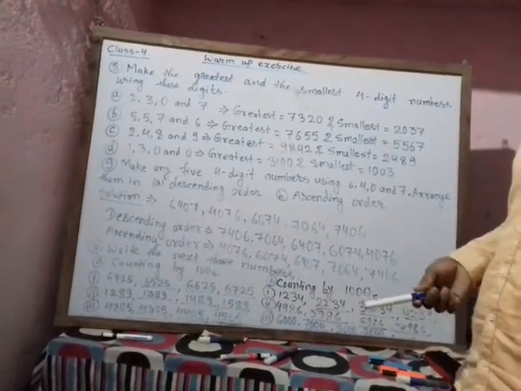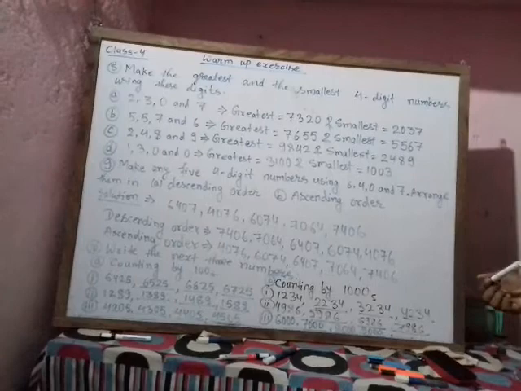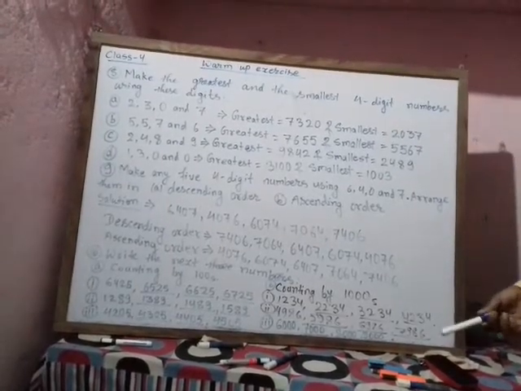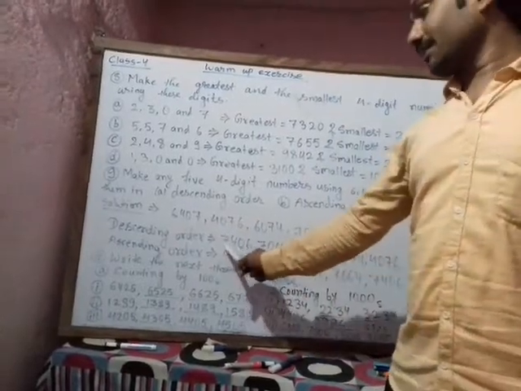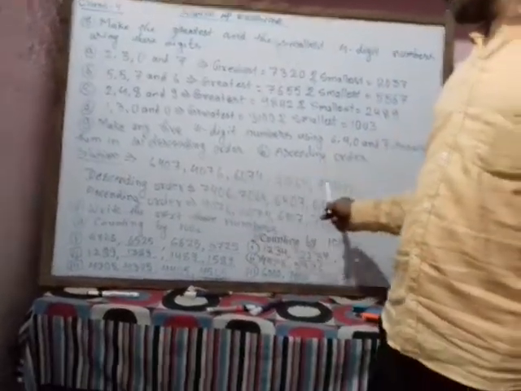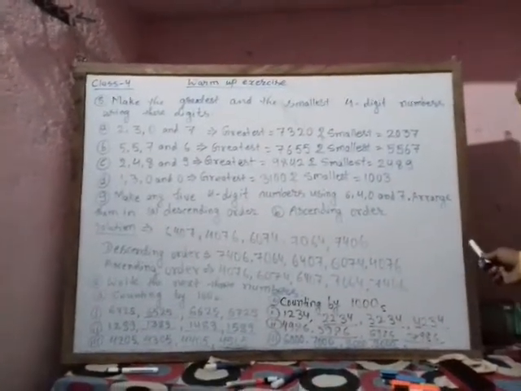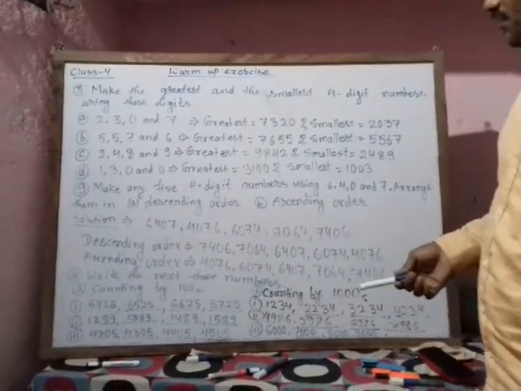Now we have to arrange them in descending order. Descending order means from bigger to smaller. So from here I will find the biggest number and write it first. 7406 is the biggest here. I also discussed how to compare the biggest and the smallest.